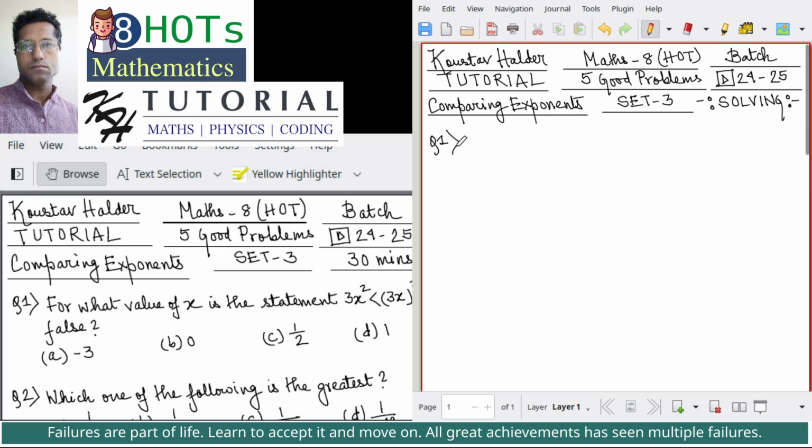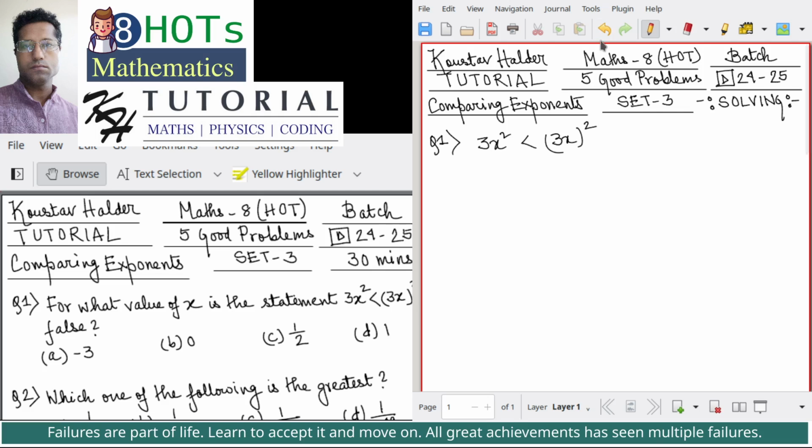Question 1 says: for what value of x is the statement 3x square less than square of 3x false? So if it is given that 3x square is less than square of 3x, then for what value of x will this be false? Now the choices are -3, 0, half and 1.